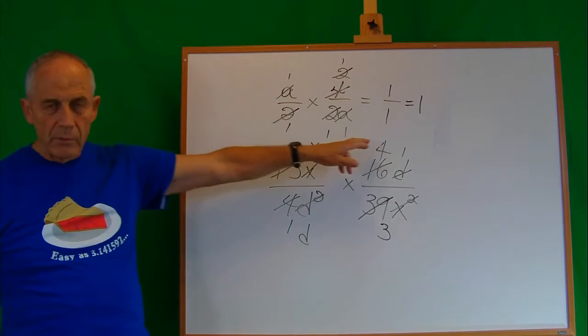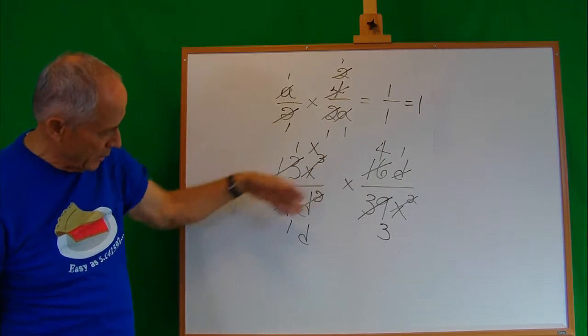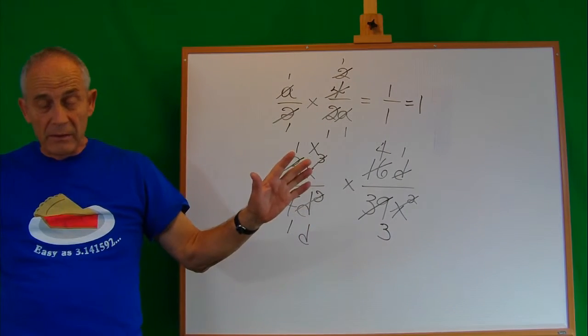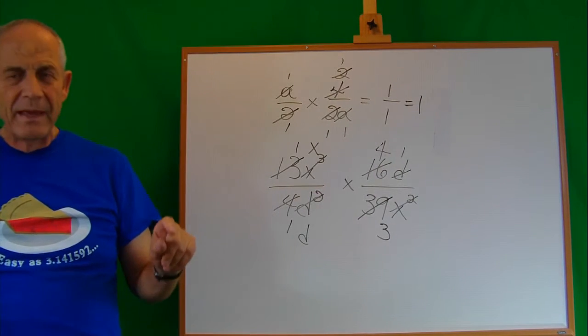Now I just do one quick check here. Got a 4. Just make sure I can't do anything. I look down here in my denominator. All I've got left is a d and 3. There are no factors of 4 left. So that means I've done all the reducing I can.